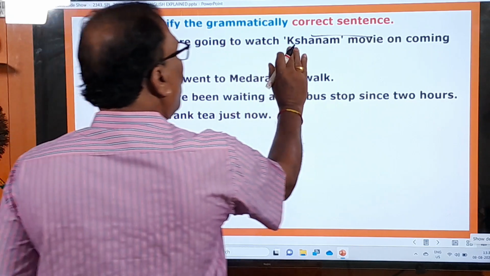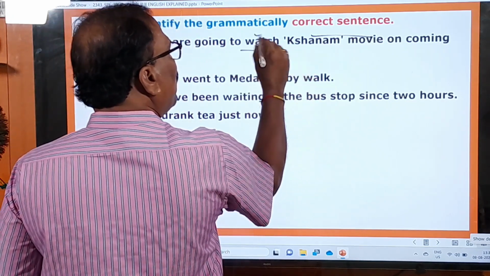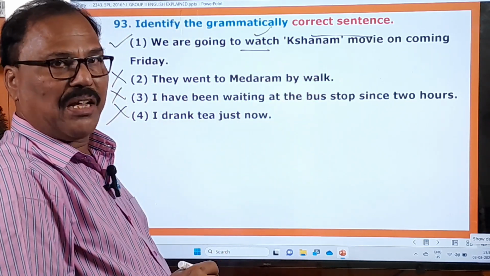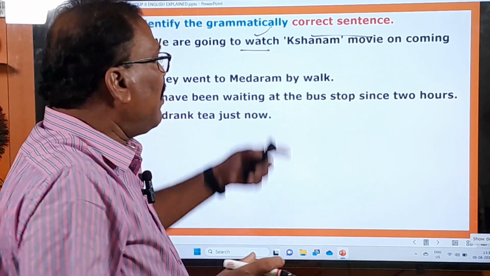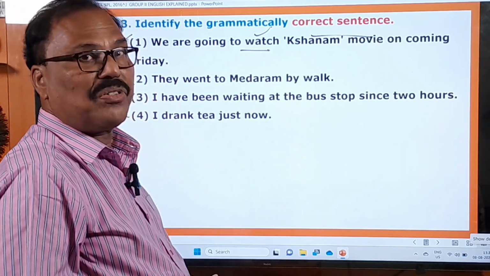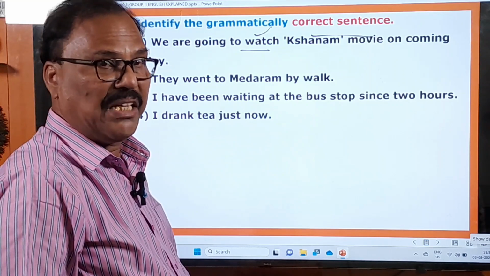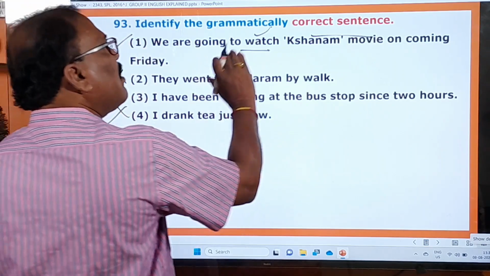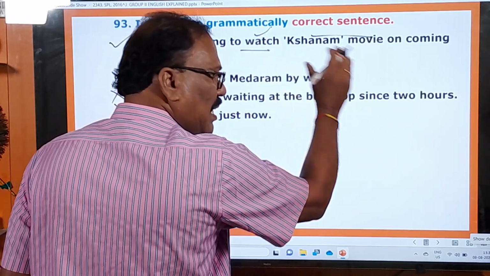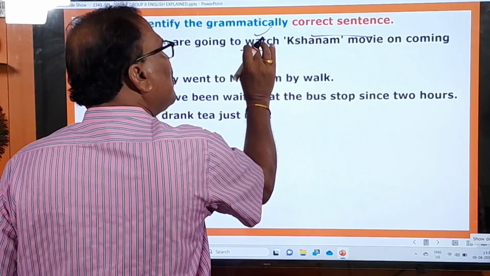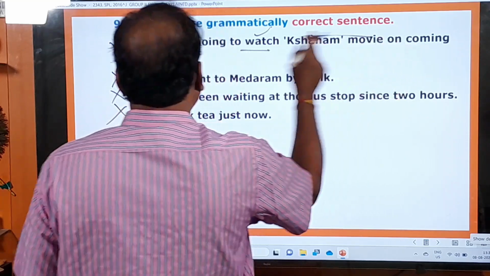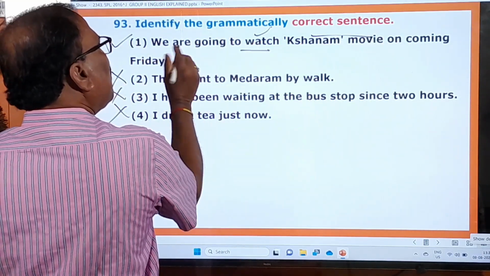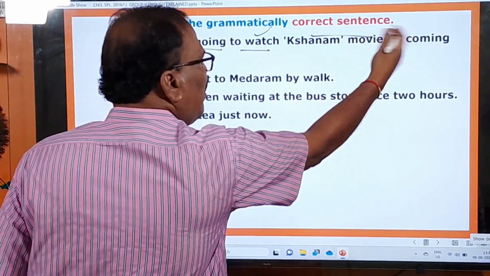We are going to watch Kshanam. Cinema means therefore you must say watch. You should not use the verb see for watching movies. You should not say I see a film, or I see Hindi films. Say I watch Telugu films, English films, something like that. Watch is the verb you have to use. To watch Kshanam movie on coming Friday. This is absolutely correct. Continuous tense. No grammatical error at all.